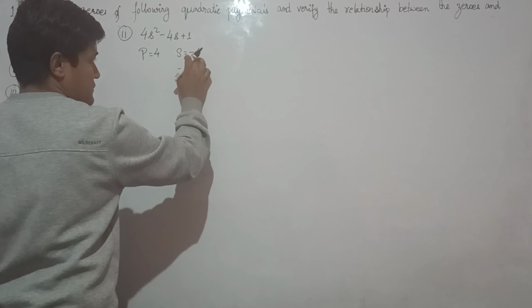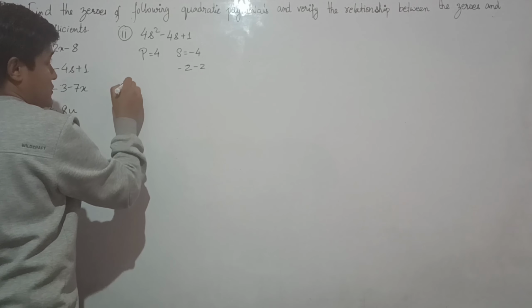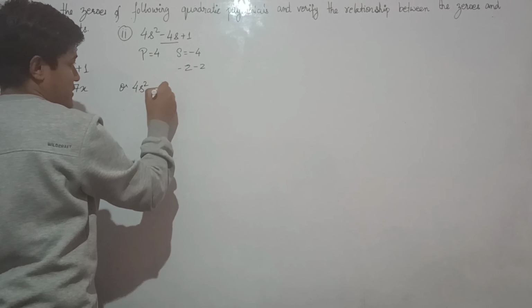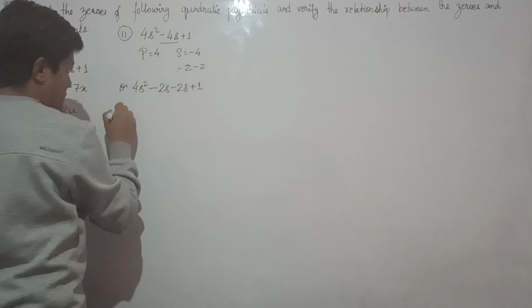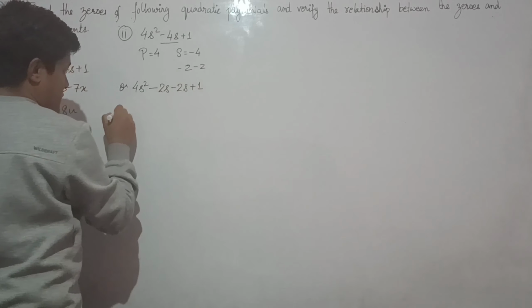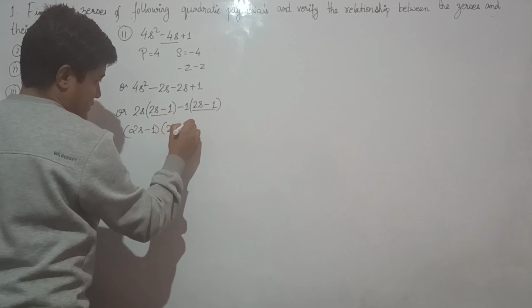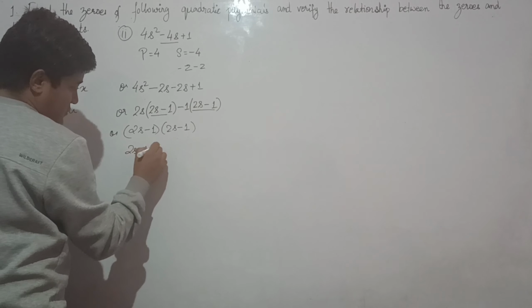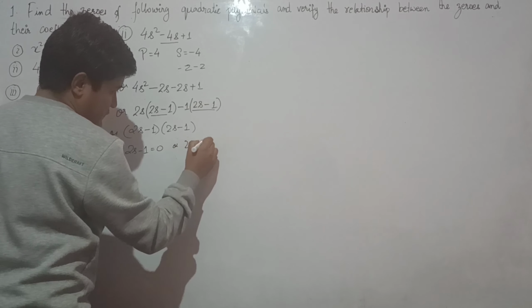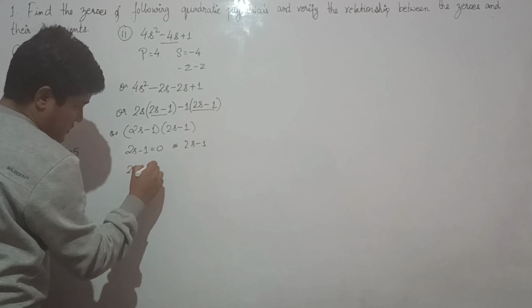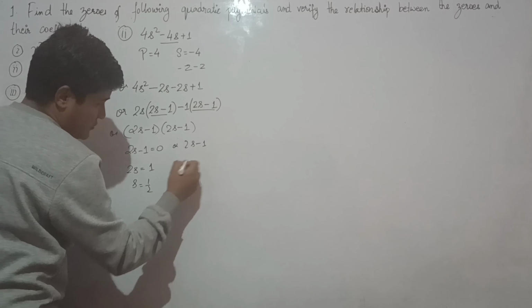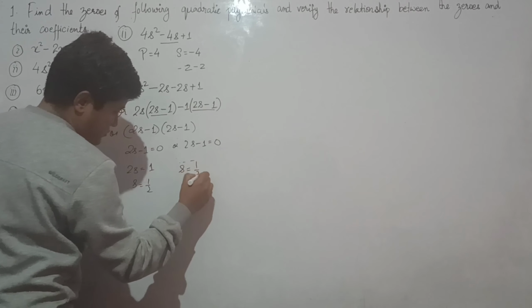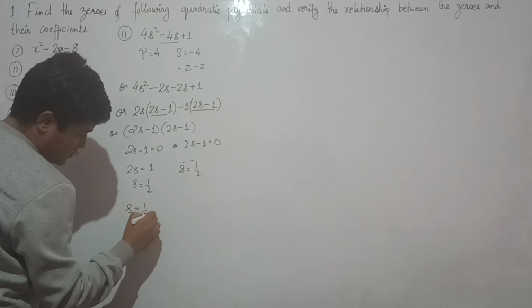Both have the same minus sign, and adding gives minus 4. So minus 2s minus 2s. Break 4s square minus 4s as 4s square minus 2s minus 2s plus 1. Here we can take 2s common from the first two, and from the last two we take 1 common, and we need to put minus, since minus 1 has been taken out. So 2s minus 1 and 2s minus 1. So this gives 2s minus 1 equals to 0, and the other one is also the same. If you solve one, 2s equals to plus 1, s equals to 1 by 2. Similarly, s equals to 1 by 2. So our zeros are 1 by 2 and another one is 1 by 2.